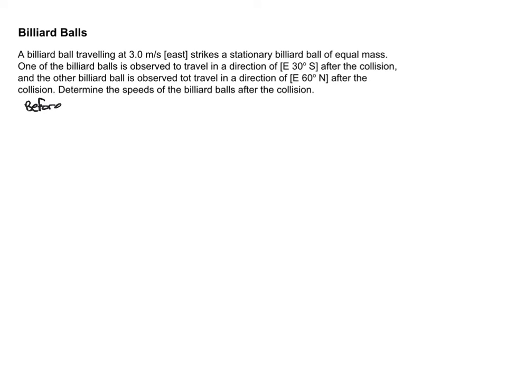Before the collision, we have just one ball moving, and it's moving to the east at 3 meters per second. I'll call that ball A. So the velocity of ball A is 3 meters per second, and it's east. My arrow to the right will represent east. I'm also going to call it the x direction, and I'll call north the y direction. The second ball starts at rest, so 0 meters per second. Okay, so that's before the collision.